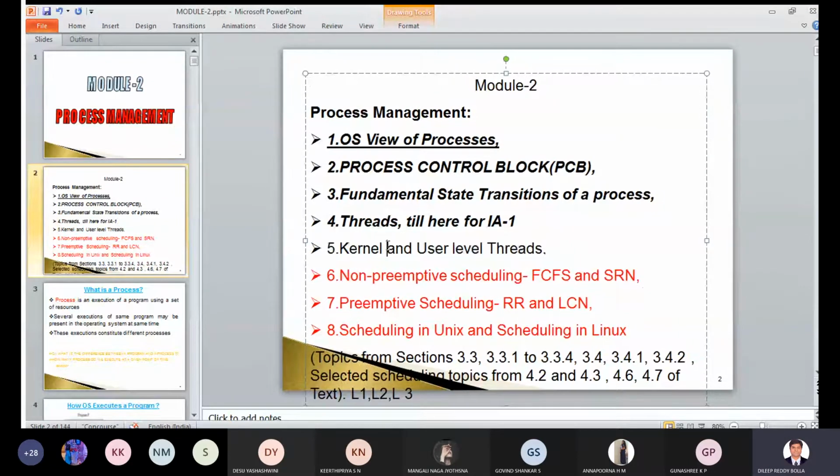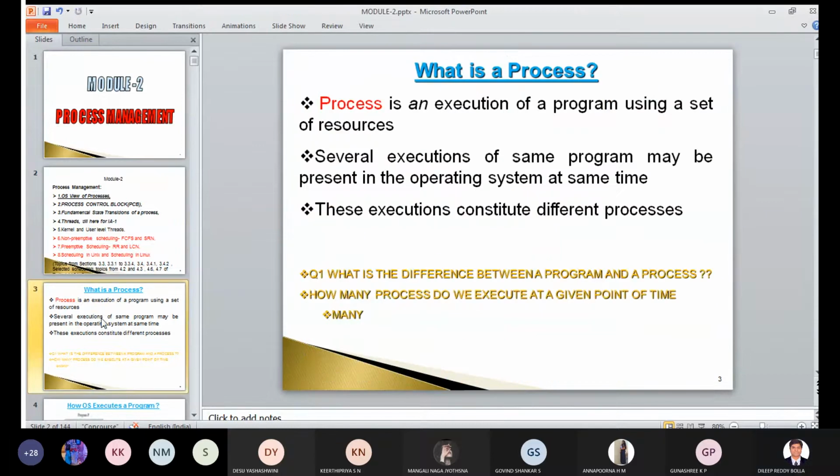So this is what we are dealing today. Kernel and user level threads is what we are discussing now. Okay. After that, we have left out with 3 more concepts. If these 3 concepts you have discussed, that will be the end of your module 2. It's a very, very easy module to understand and to prepare also. It's very easy. Okay.